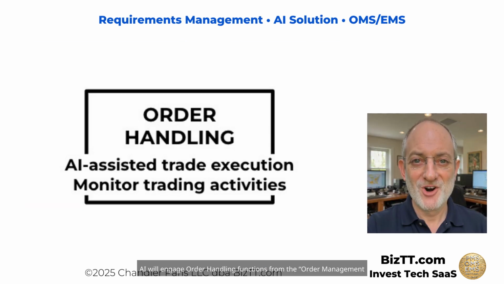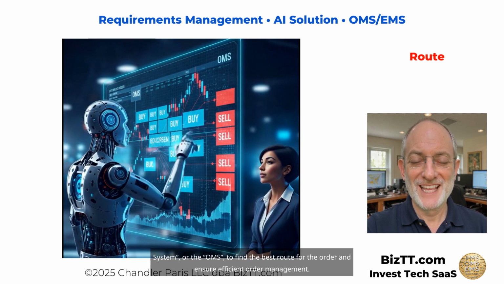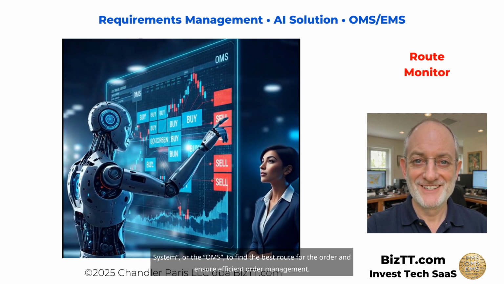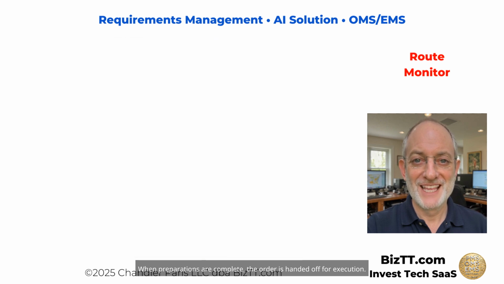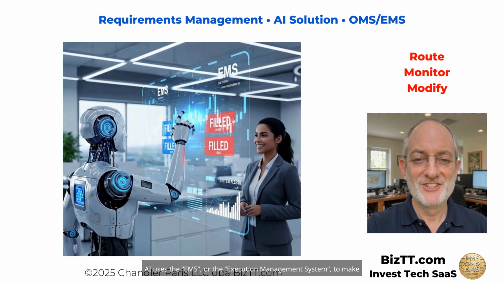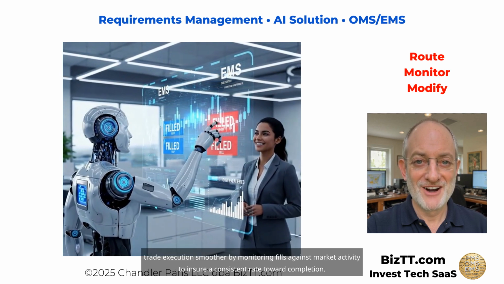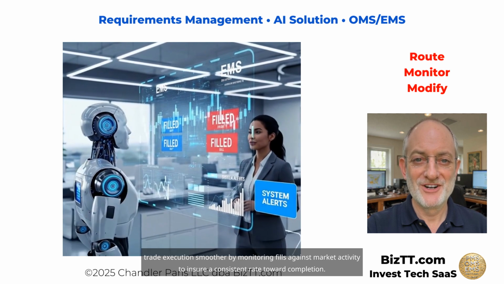AI will engage order handling functions from the order management system, or the OMS, to find the best route for the order and ensure efficient order management. When preparations are complete, the order is handed off for execution. AI uses the EMS, or the execution management system, to make trade execution smoother by monitoring fills against market activity to ensure a consistent rate toward completion.